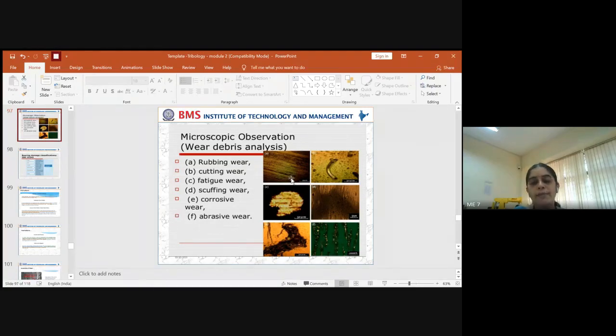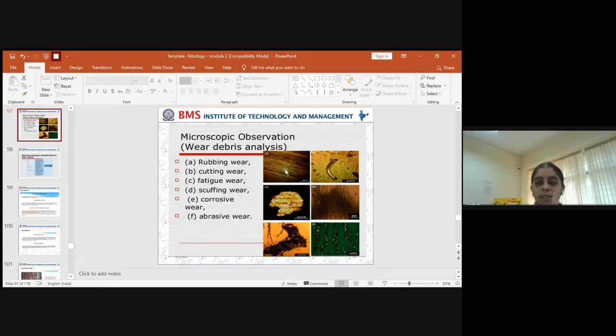For that, you should have a very keen understanding of the images of the surface, how it looks for which particular wear. Suppose you see this type of image, you should be able to identify that the debris formed on the surface is due to rubbing wear. And the debris here is due to cutting wear. And here the debris formed is due to fatigue wear, from heavy load for a continuous period of time. And the scuffs here are the debris across the surface for scuffing wear.